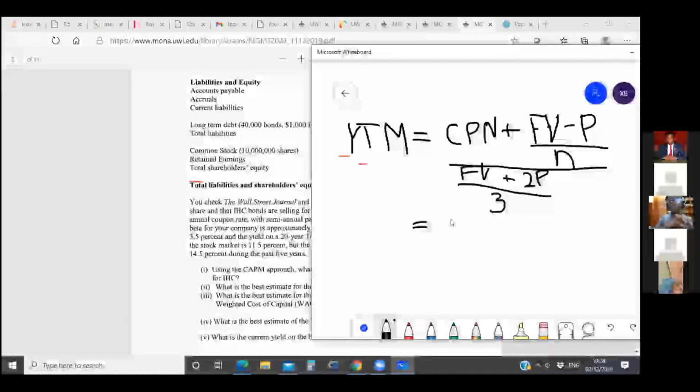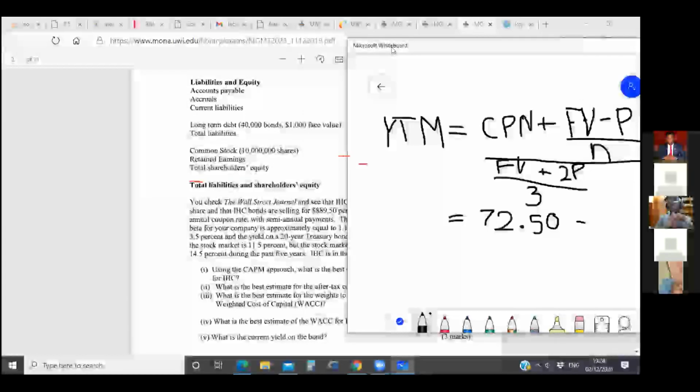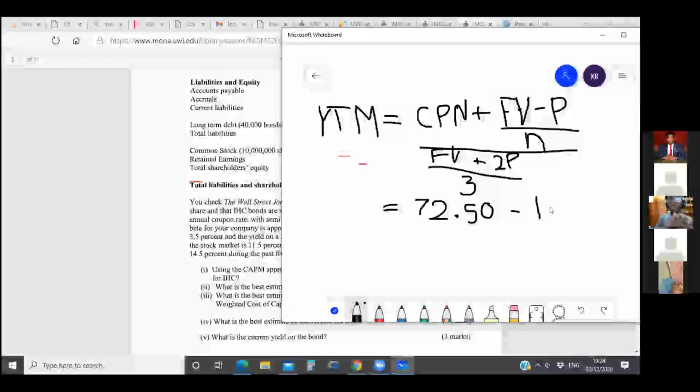So there are 2 major ways to do it. If you are fortunate and you have a financial calculator, you can just punch it right in. But otherwise, we are going to use the formula from class. It's an estimate. Do you want to remember what that formula is?